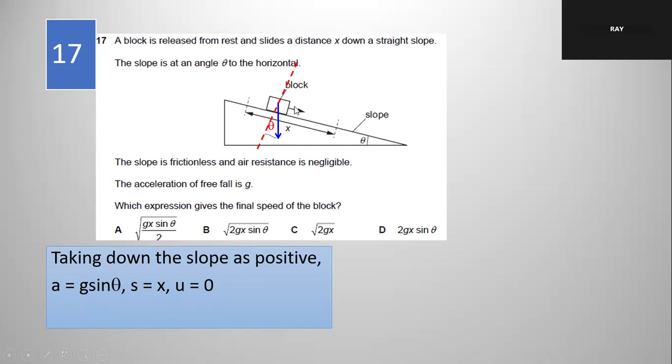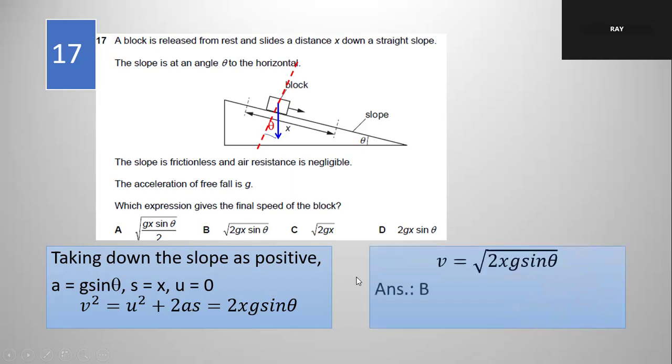The acceleration along the slope is g sine theta. Distance is x. Initially, released from rest. Then you choose the right formula: v squared equals u squared plus 2as. u is 0. 2a is there. s is x.